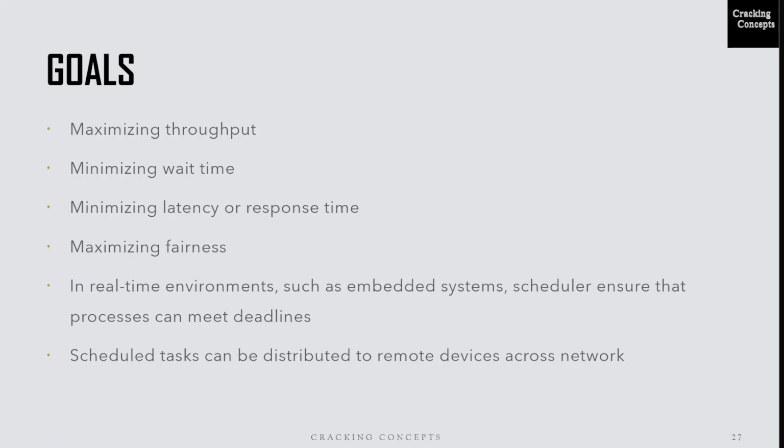Preference is measured by any one of the concerns mentioned above, depending upon the user's needs and objectives. In real time environments such as the embedded systems for automatic control in industry, for example, robotics, the scheduler also must ensure that the processes can meet deadlines. This is crucial for keeping the system stable. Scheduled tasks can also be distributed to remote devices across a network and managed through an administrative backend.